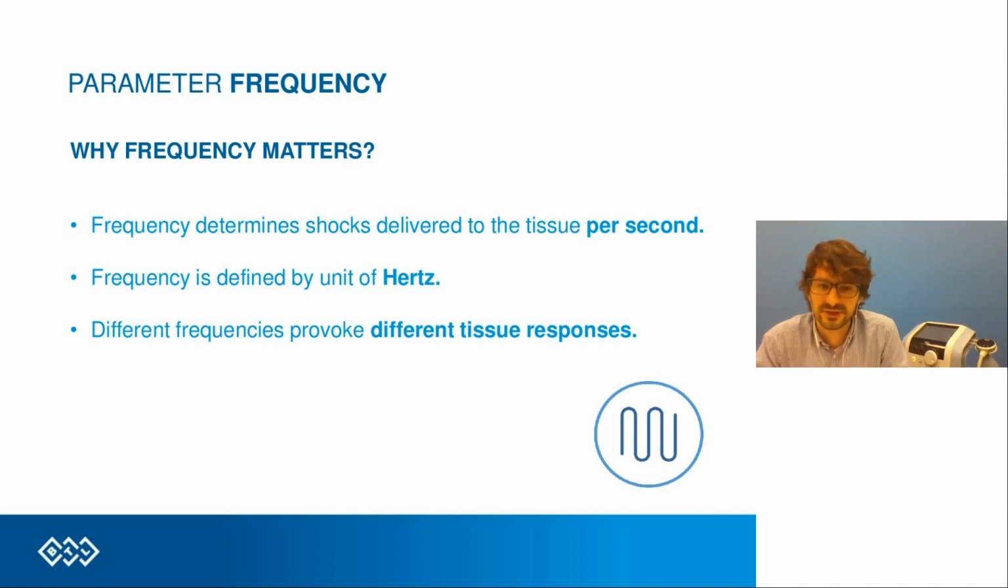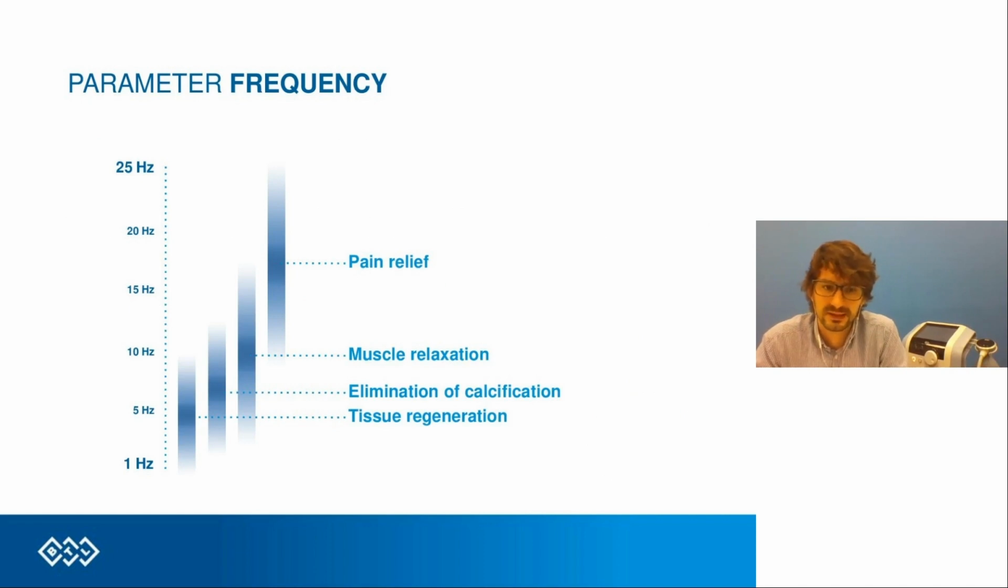Another parameter is the frequency, which means basically how fast I am delivering the shocks, specified by Hertz, meaning how many shocks per second I am delivering. Again, we can recommend some frequencies that are mostly used for different types of effects. Let's say for tissue regeneration, if you want to be very precise and treat chronic tendinopathies, which have micro tears in them, you are using lower frequencies because simply it is easier to target. You can increase the frequency a little bit for the calcifications and even higher for the muscle relaxations.